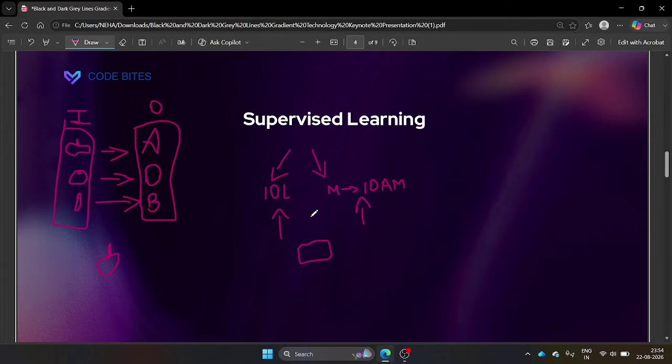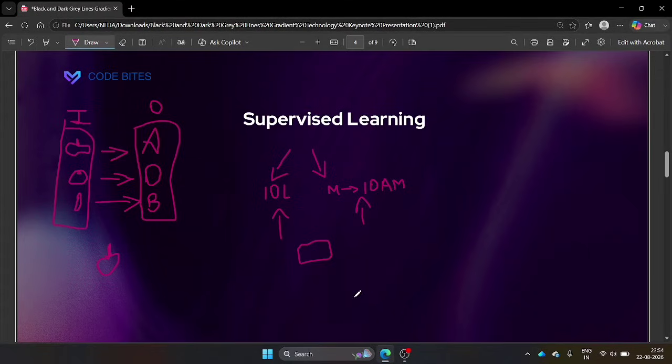We are giving examples with labels, right? We are labeling those emails. The model studies these examples and learns the patterns. For example, it may notice certain words, suspicious links, unusual email addresses, or repeated patterns.